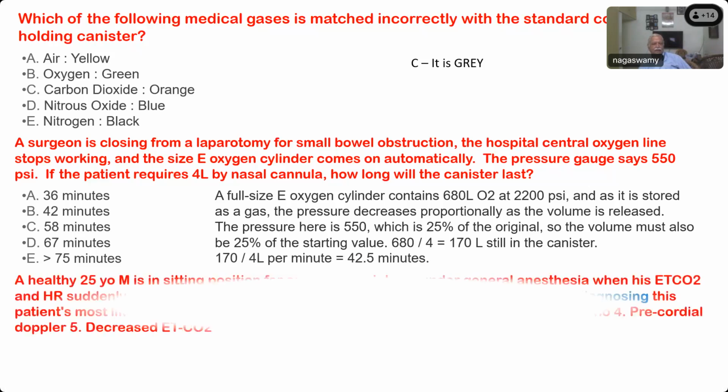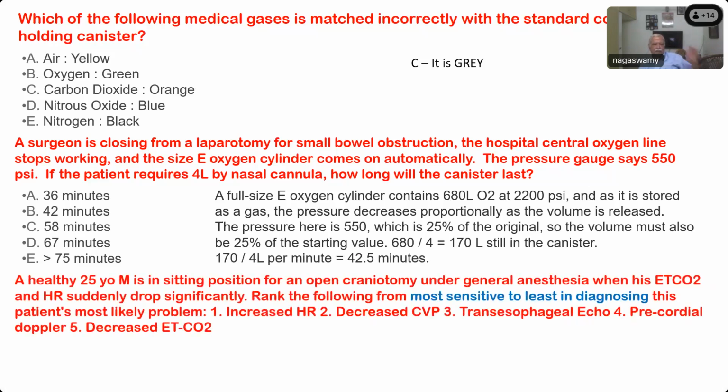Excellent. A healthy 25-year-old male is in sitting position for an open craniotomy under general anesthesia when his EtCO2 and heart rate suddenly drop significantly. Rank the following from the most sensitive to the least in diagnosing this patient's problem. Looks like a venous air embolism. Yeah, that is the diagnosis.